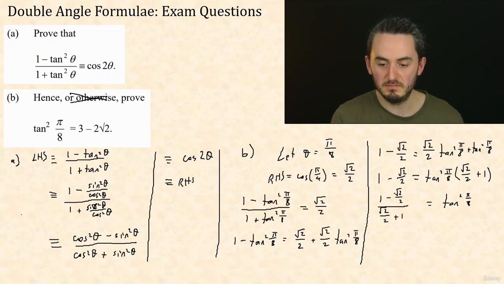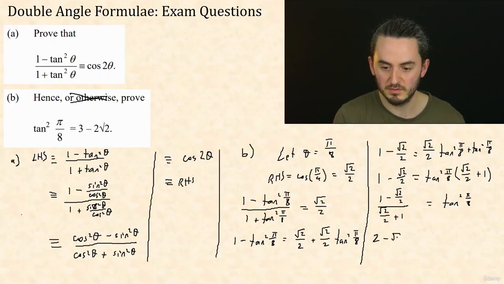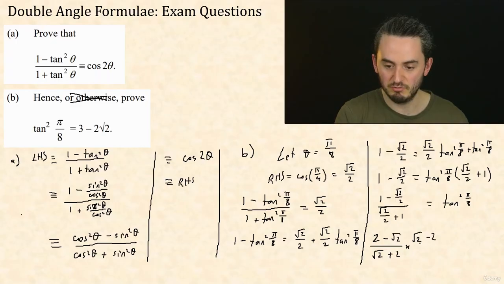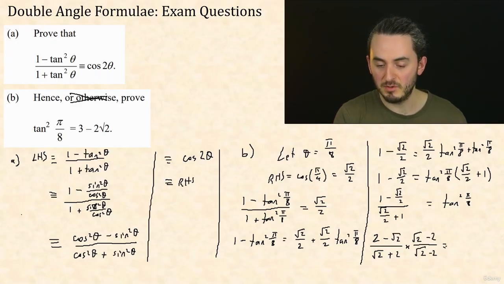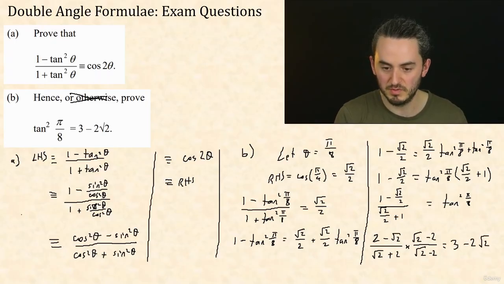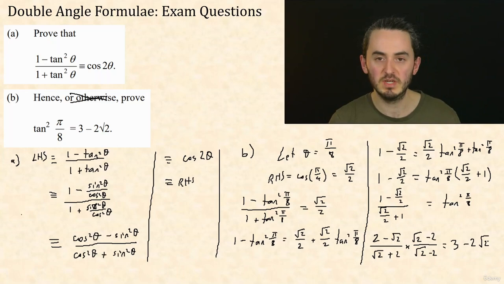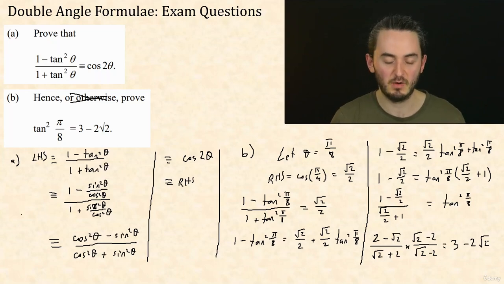Okay, now if I multiply top and bottom by 2, I get 2 minus root 2 over root 2 plus 2. And all we need to do now is rationalise the denominator, which involves multiplying top and bottom by the conjugate. So that's root 2 minus 2 and root 2 minus 2. And when you multiply this out, lo and behold, you do get 3 minus 2 root 2. So quite a tricky part B of that question there. Let's have a look at another.